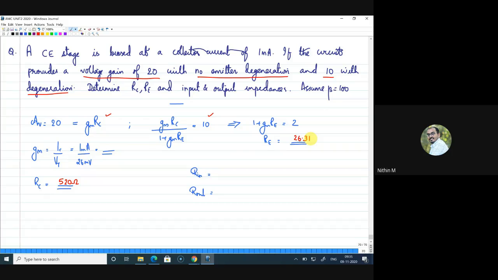Okay. Can you check again R in and R out? So what is R in? Including RE, including degeneration, I can write R in as (beta plus 1) into RE plus r_pi. Right. So that is R in. Now what is R out? Can you tell me what is R out here?